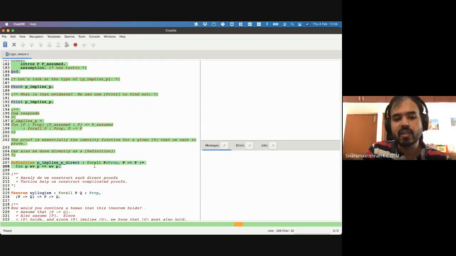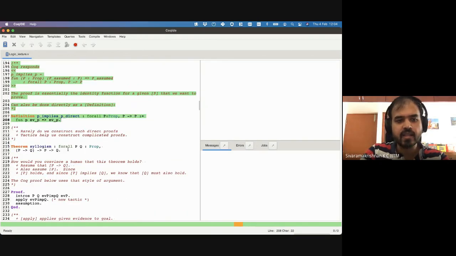The point is, as the proofs get more and more complicated, we are not going to be able to write them directly, and tactics are a way to construct complicated proofs. Let's keep going along this path and look at more theorems on implication. So here is a syllogism.